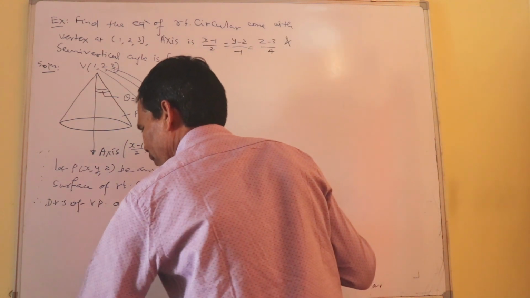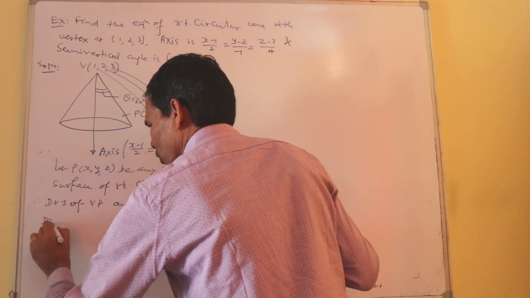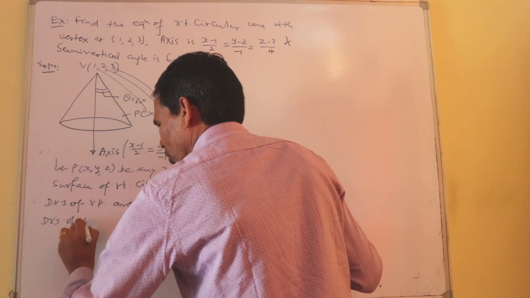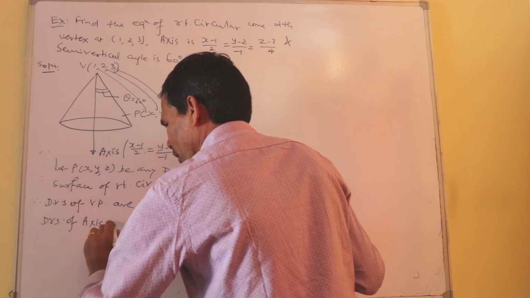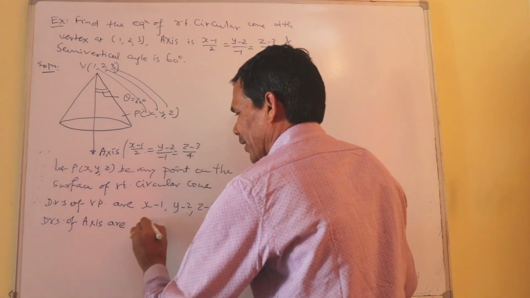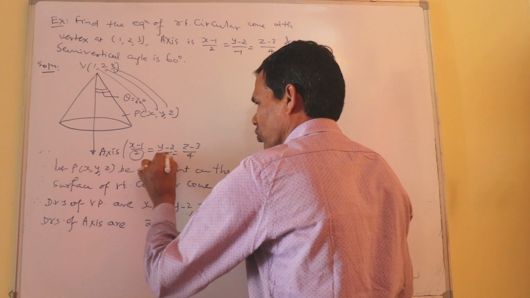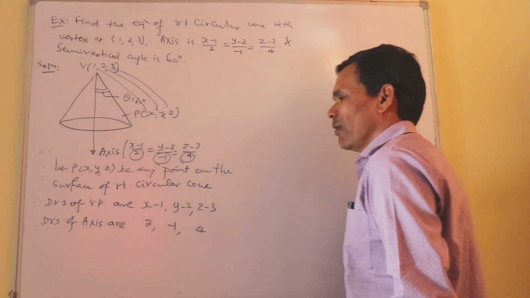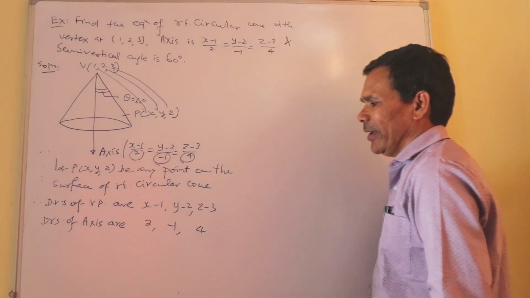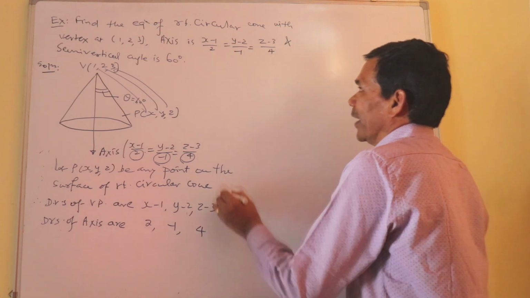The direction ratios of the axis are 2, minus 1, 4. These are l, m, n, the direction ratios.